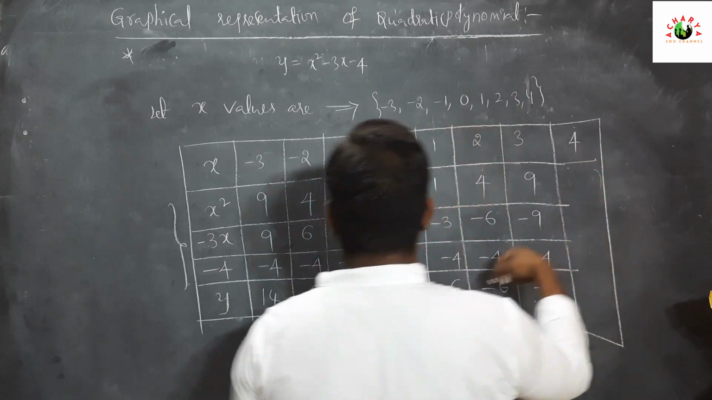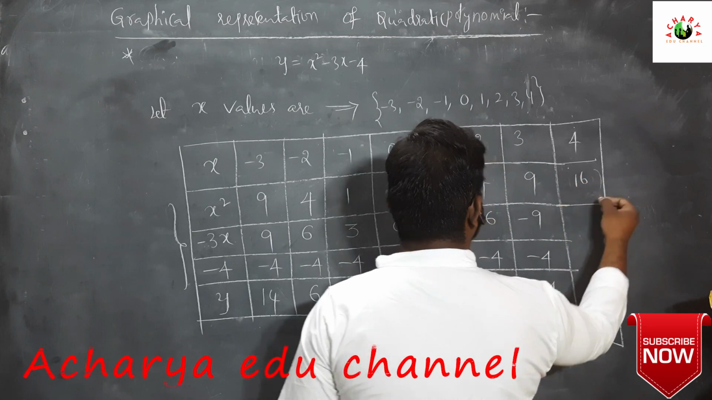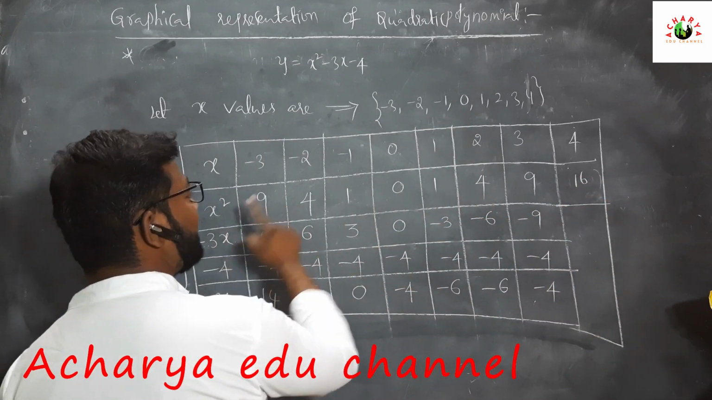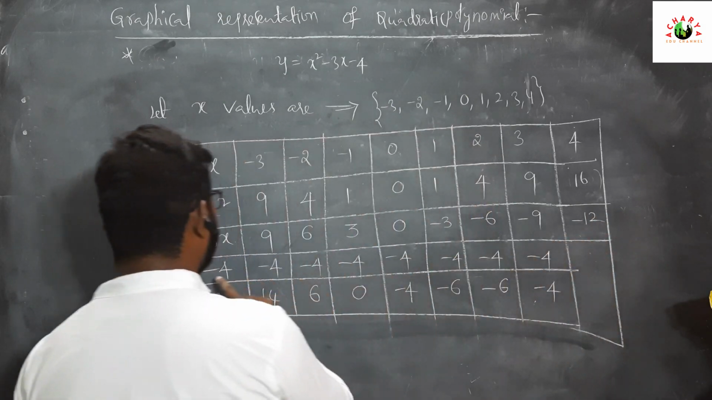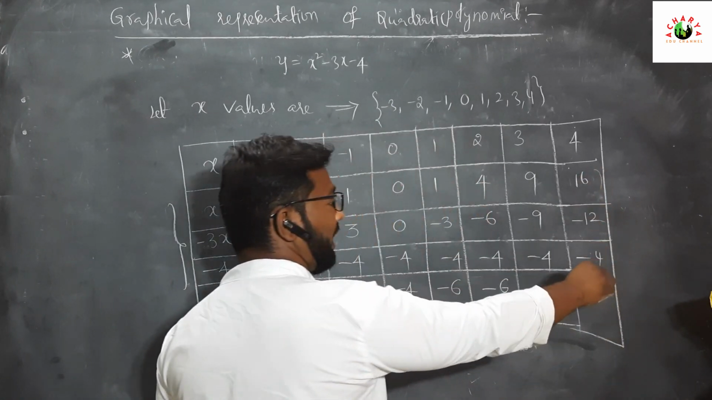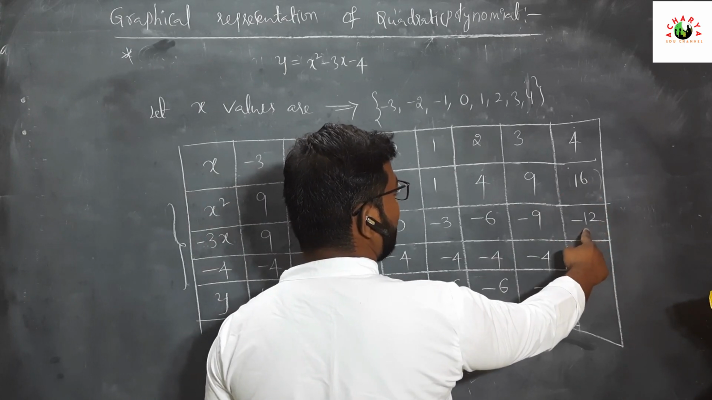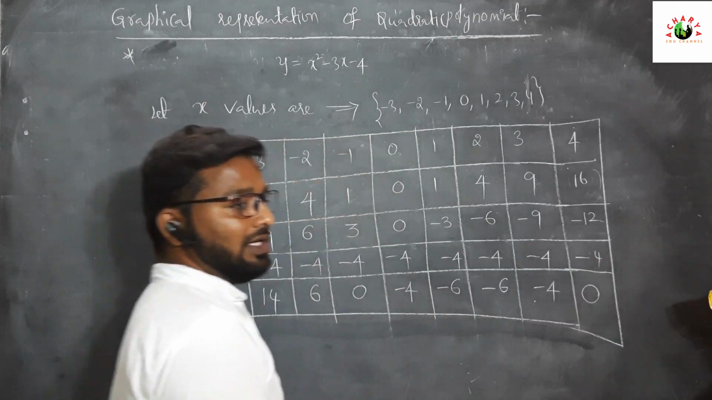Here 4, what is the x square of 4? 16. Next 3x, minus 3 into 4, minus 12. And here minus 4 as it is minus 4. Now we have to add 16 minus 12, 4. 4 minus 4, 0.